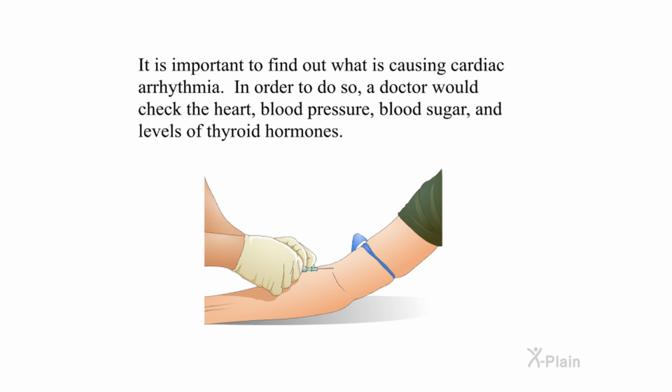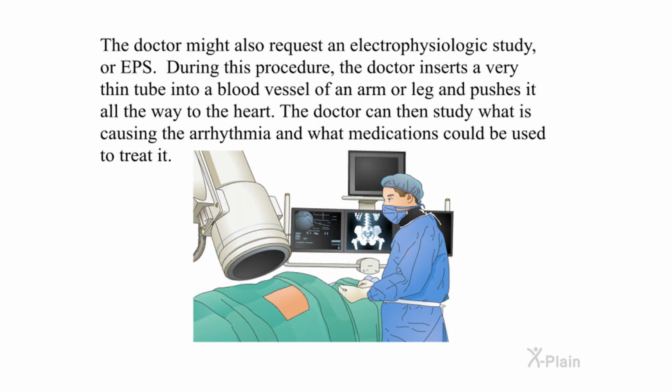It is important to find out what is causing cardiac arrhythmia. In order to do so, a doctor would check the heart, blood pressure, blood sugar, and levels of thyroid hormones. The doctor might also request an electrophysiologic study, or EPS. During this procedure, the doctor inserts a very thin tube into a blood vessel of an arm or leg and pushes it all the way to the heart. The doctor can then study what is causing the arrhythmia and what medications could be used to treat it.